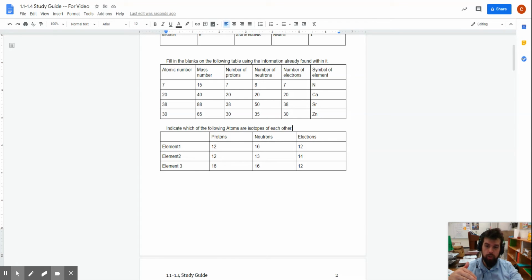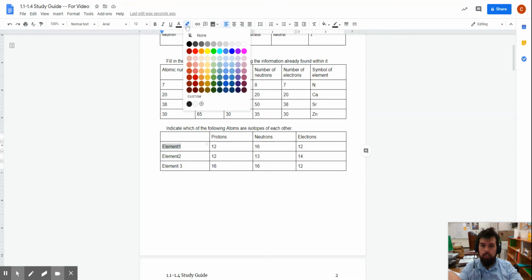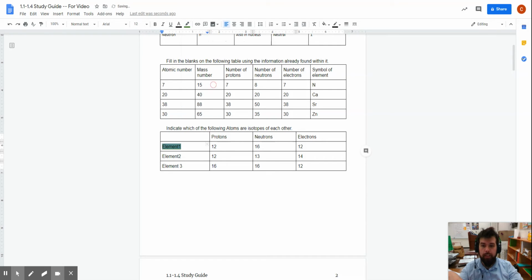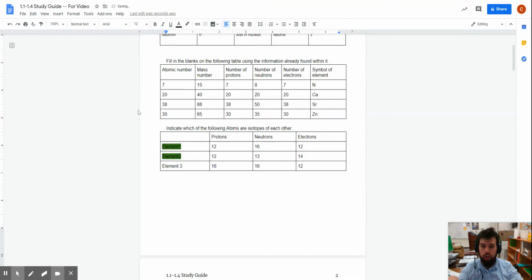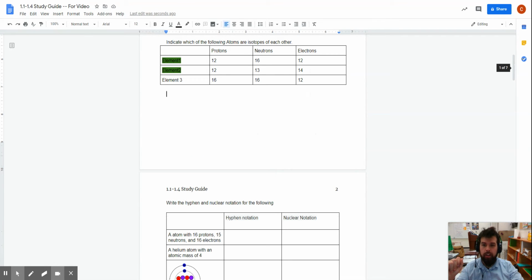These are my isotopes. Now I need to indicate which two they are. I'll do that by just highlighting each of them. So I click right there, click that, and then I can highlight it however I want. Let's do, I am a big fan of green. It's my favorite color. Boom. It's a little dark, but gets the point across.